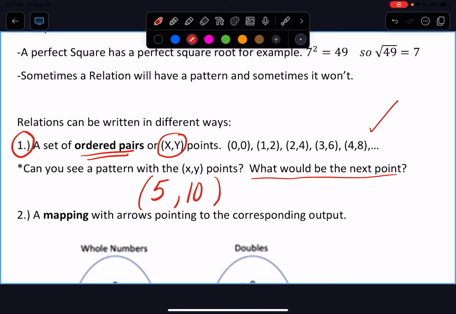If you didn't see that, don't be like, oh great, I'm in trouble. No, that was not the point. The point was, do you understand that a relation can be written as a set of x, y points? Yes, you do. Okay.